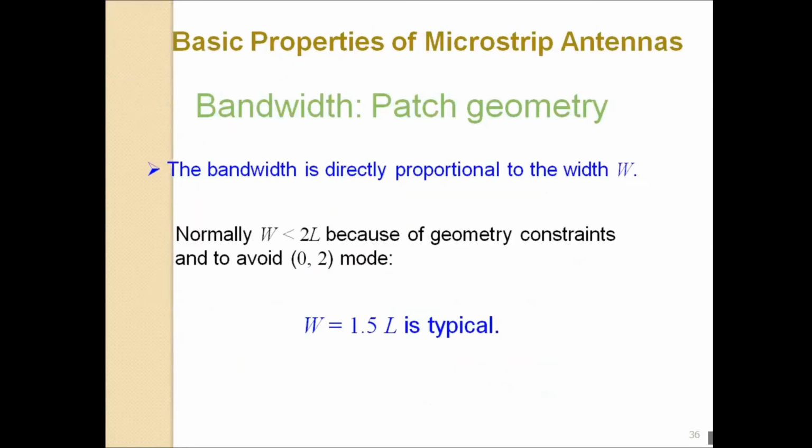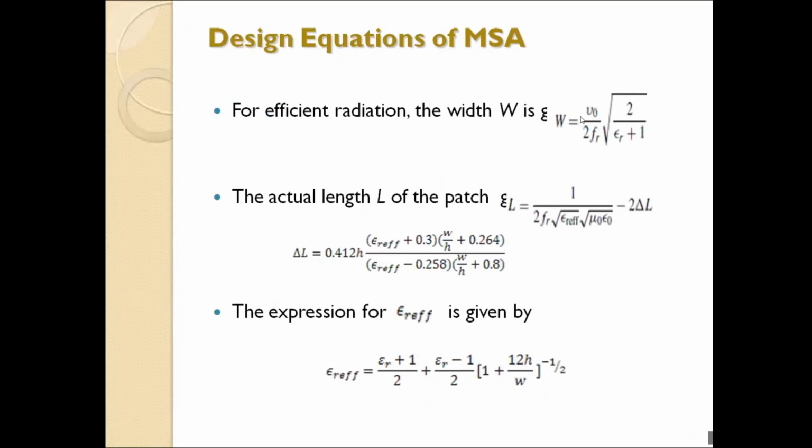So what is the width? The width is the free space velocity 3 times 10 power 8 divided by 2 times the resonant frequency, times the root of 2 divided by epsilon r plus 1. Good, W can be calculated easily with a simple calculator. Then what should be the length? Length is 1 divided by 2 times F, times the root of epsilon effective. Epsilon effective has its own formula with the help of epsilon r, the last formula you see.